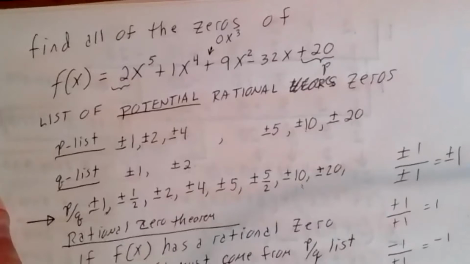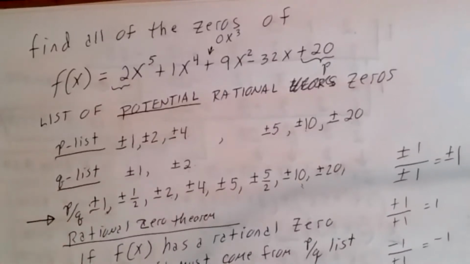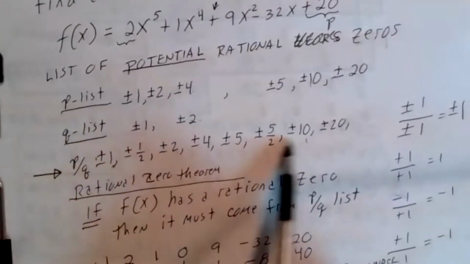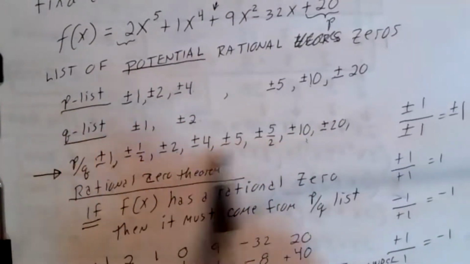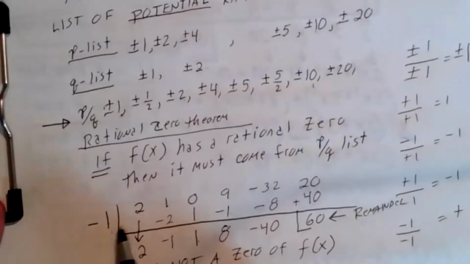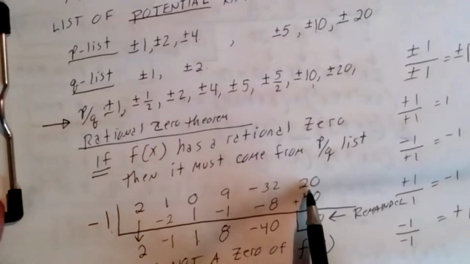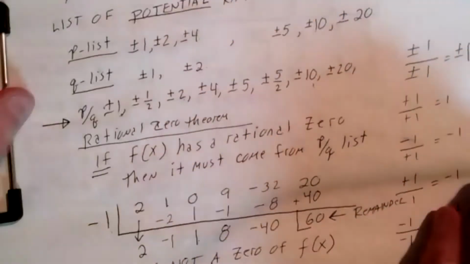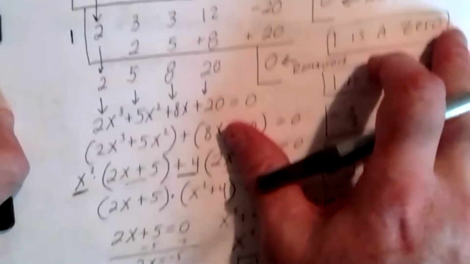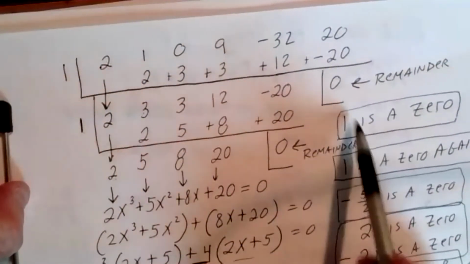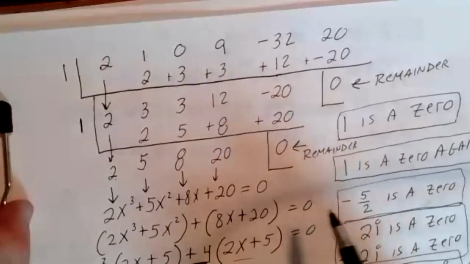So to recap, we wanted to find all the zeros of this 5th degree polynomial. To do that, we used the rational zero theorem in putting together our P list, Q list, and our P over Q list. The P over Q list being the list of potential rational zeros. We then chose values out of this list and synthetically divided them into the coefficients of our 5th degree polynomial to see which ones were zeros. And of course, the ones that are zeros are the ones that are going to give you a remainder of 0. Okay. And we discovered that 1 did give us a remainder of 0, not once, but what? Twice. So 1 is a 0 with multiplicity of 2, or occurs 2 times.